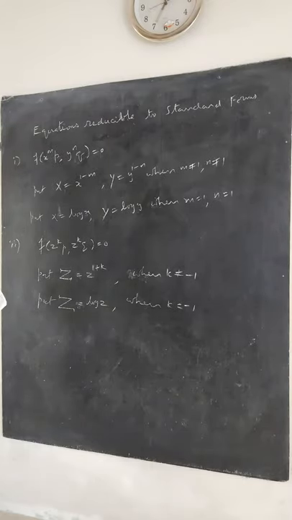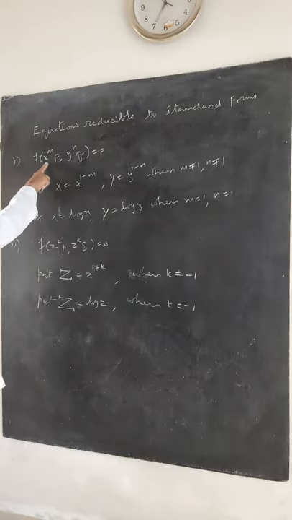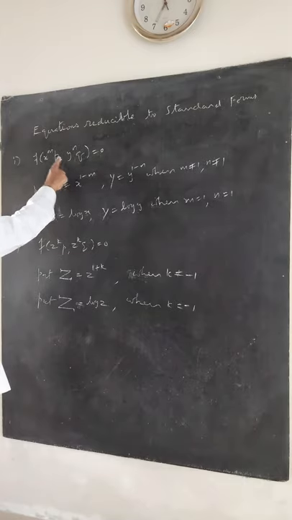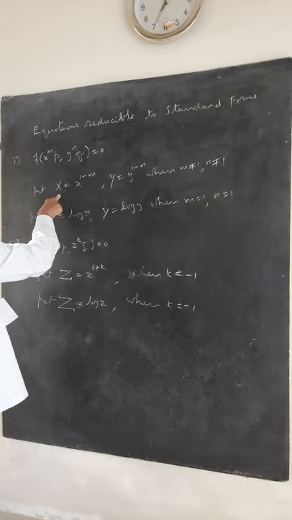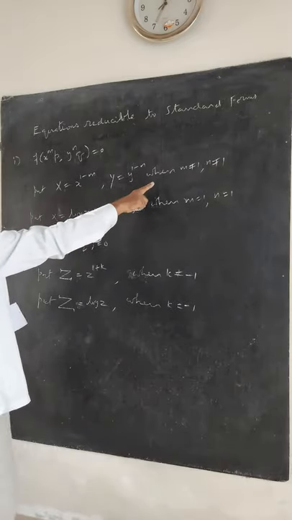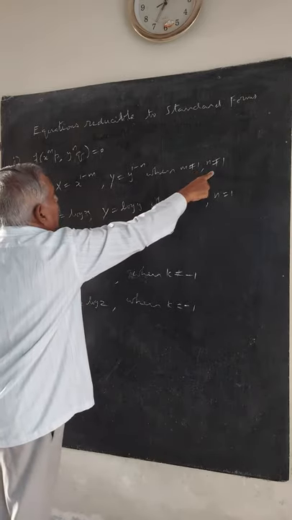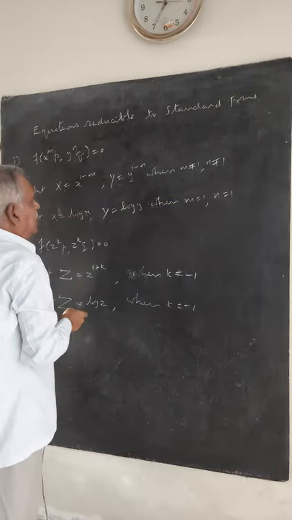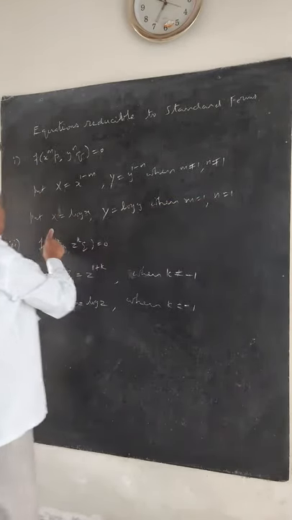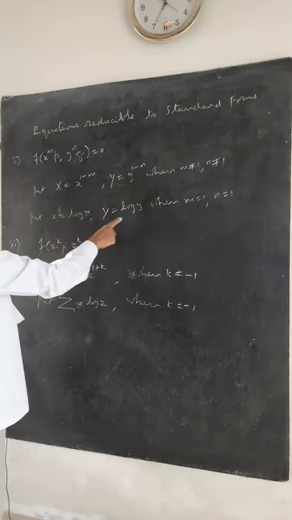Equations reducible to standard forms. First, if x power m p, y power n q, and the powers of p and q are 1, then only we should consider the power of m and n also. If m not equal to 1 and n not equal to 1, then put capital X equal to x power 1 minus m, capital Y equal to y power 1 minus n. When m and n are 1, put capital X equal to log x, capital Y equal to log y.